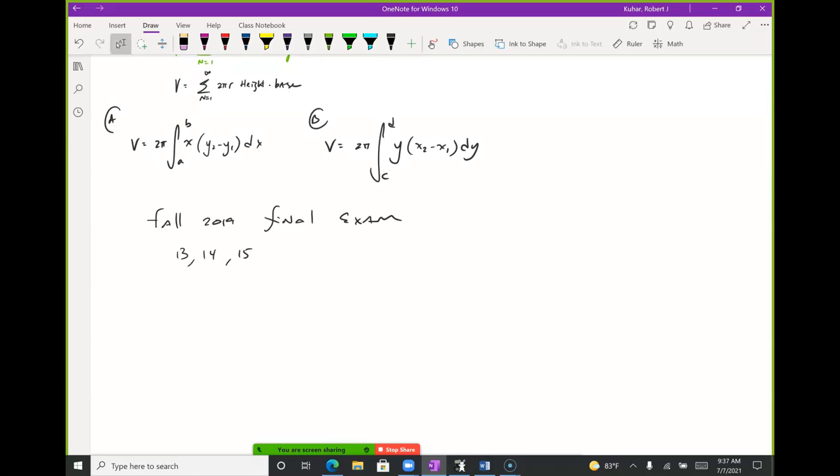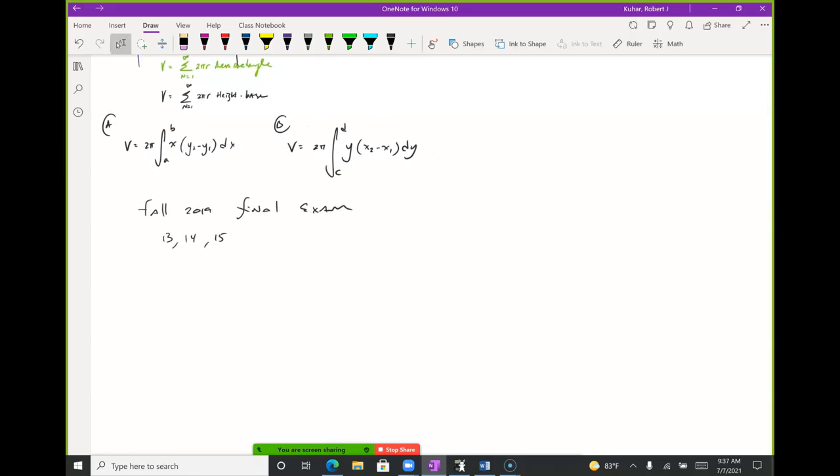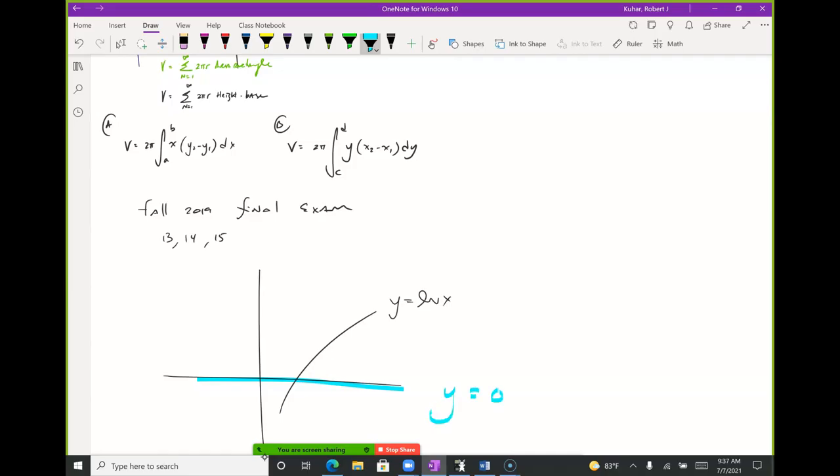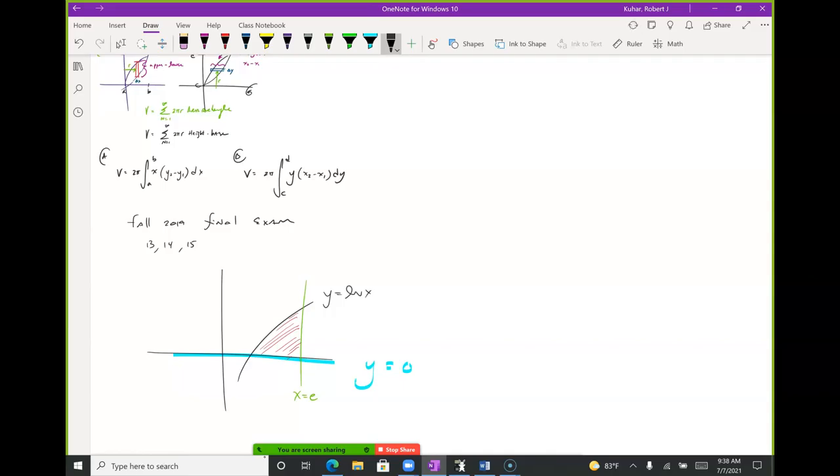So I'm looking at a region, and in number 13, I want you to find the region bounded by ln of x, y equals 0, right, height of 0, and x equals e. So that region in here, that's the area I'm interested in. And of course, that just comes from the integral of what that area is, the integral from 1 to e of ln of x dx, right?